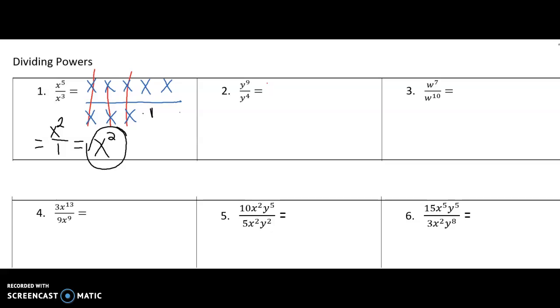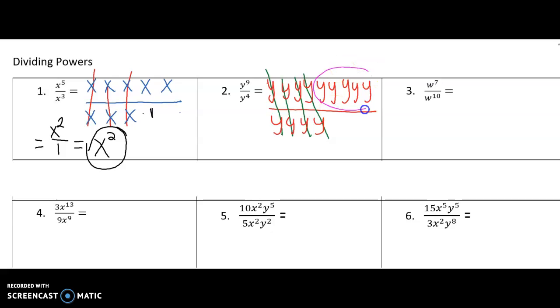Let's go ahead and try number 2. We got y to the 9th on the top and y to the 4th on the bottom. So I went ahead and wrote out 9 y's on the top and 4 y's on the bottom. And let's see how many cancel out. This one cancels out, that one cancels out, that one cancels out, that one cancels out. And then I am left with 5 y's in the numerator. So my answer is y to the 5th.